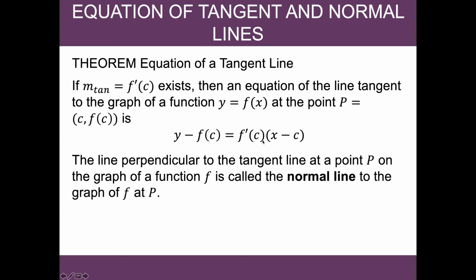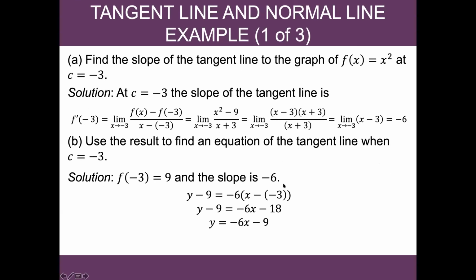Just know that this is the point (C, f of C), that's your point, and f prime of C is the slope. So x, y and m are right there in that situation. Again, it talks about the perpendicular line being the normal line, like I said a moment ago. All right, let's keep going.